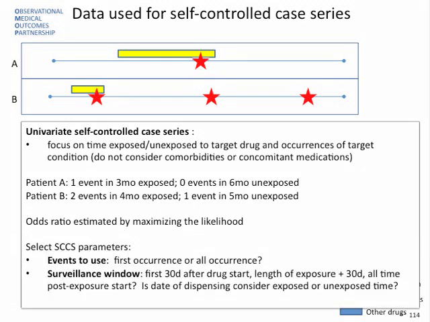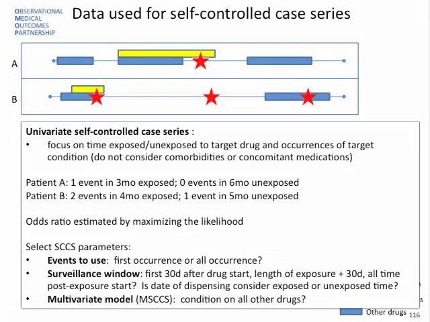Many decisions again here to make, mainly around surveillance window decisions, and which events to use, whether it's the first event or all events. And again, I think you'll hear more about this in subsequent discussions. There are multivariate versions of this that include adjustments for comorbidities.